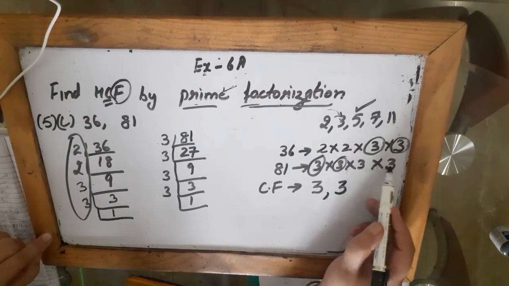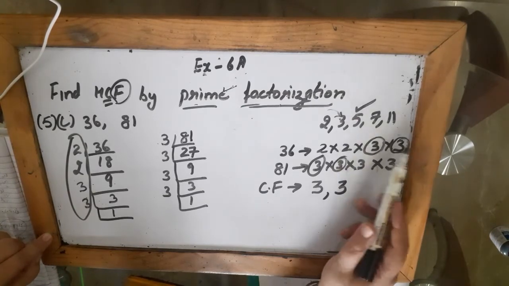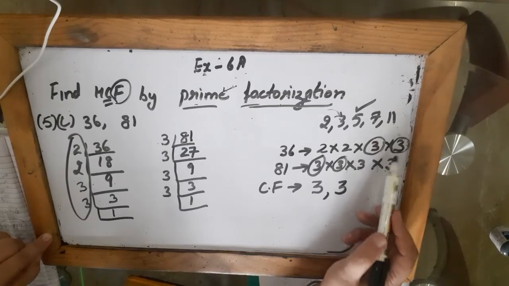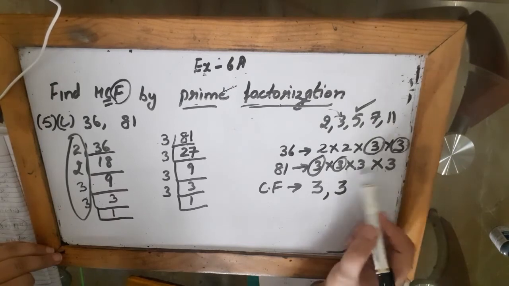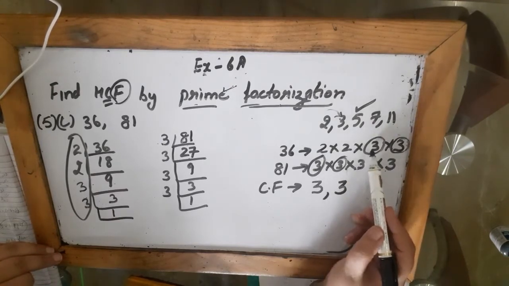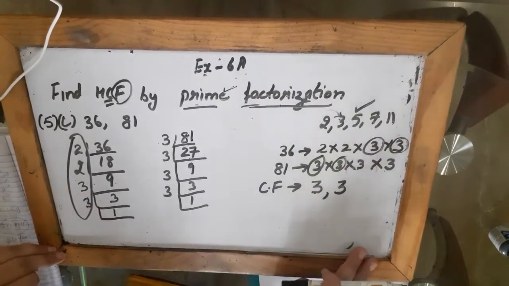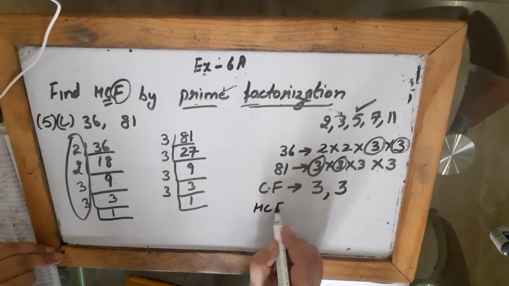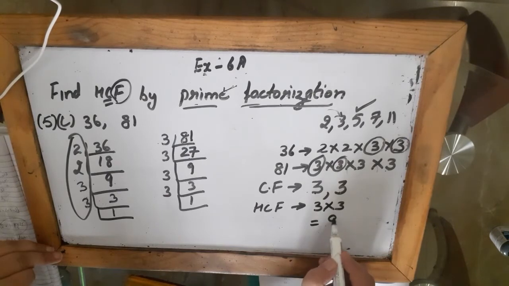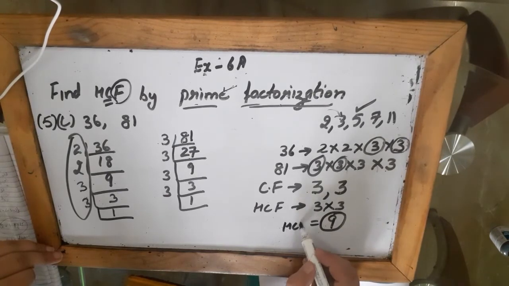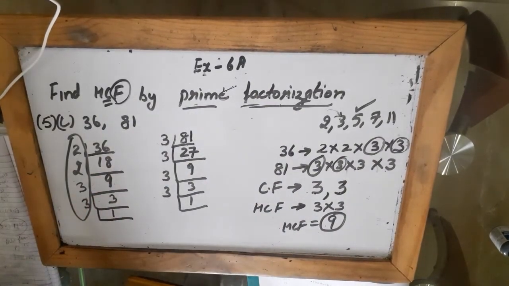Now here I have 3 two times more, but here I don't have any pair of this 3, so I don't have any match of this 3 over here, so I cannot take this 3. I have to take only the common factors. This 3 is common, this 3 is common, and take the common factors only once. Now to find out the HCF, I will multiply both the common factors. 3 3s are 9. So 9 is the highest common factor of these two numbers.